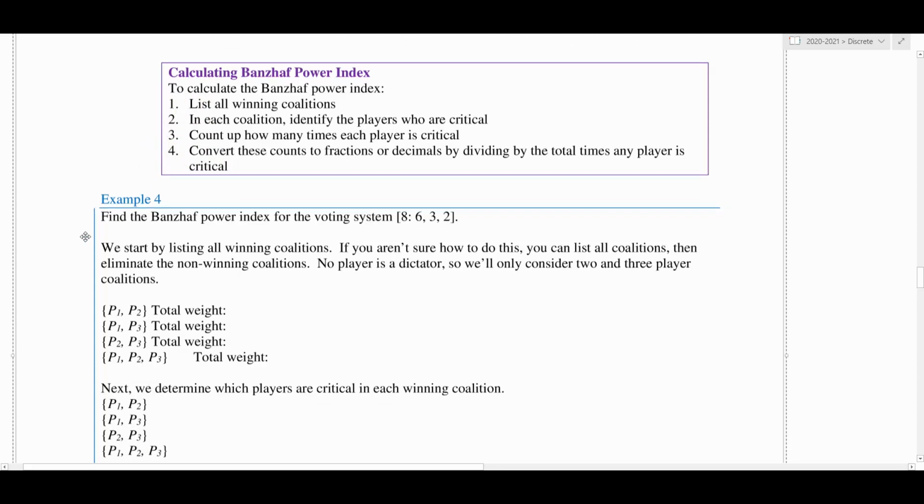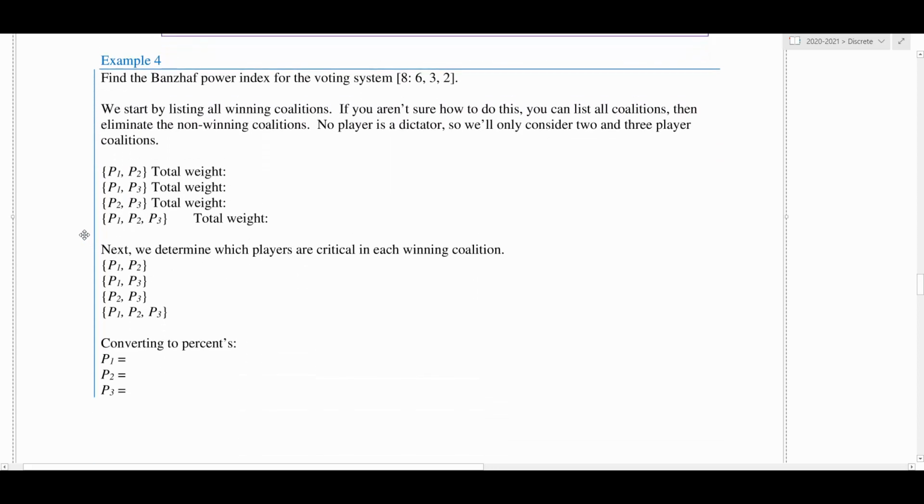Okay, so let's look at our example here. So we're going to find the Bonshoff Power Index, which is really just a fancy way of saying we want to know how much power each player has in this voting system right here. All right, so we have a voting system where the quota is 8. We have 3 players with weights of 6, 3, and 2.